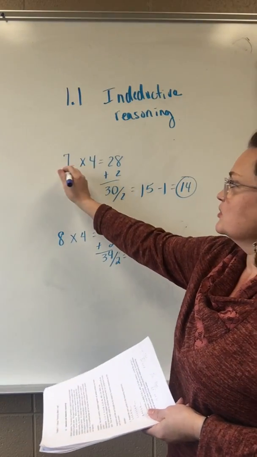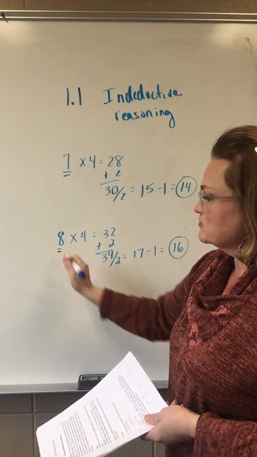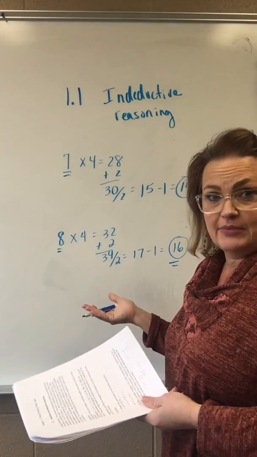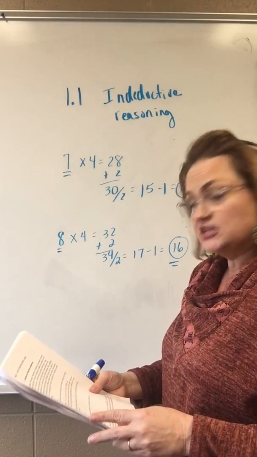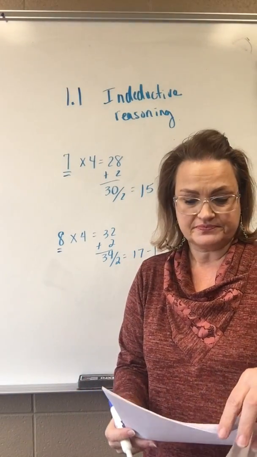But it looks like the number I started with, 7, turned into a 14. And here the number I started with, 8, turned into a 16. It looks like the numbers might be doubling with this little procedure. So that's the conjecture I would make. It looks like the relationship is that the number doubles.